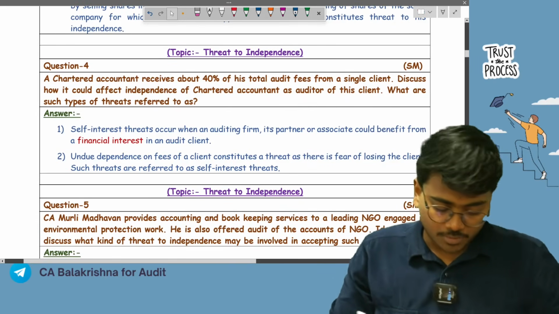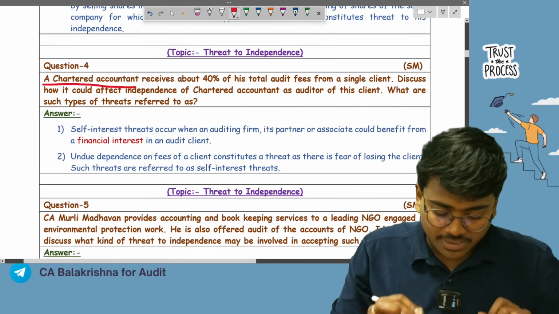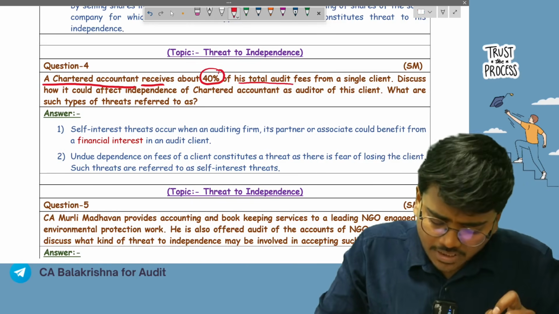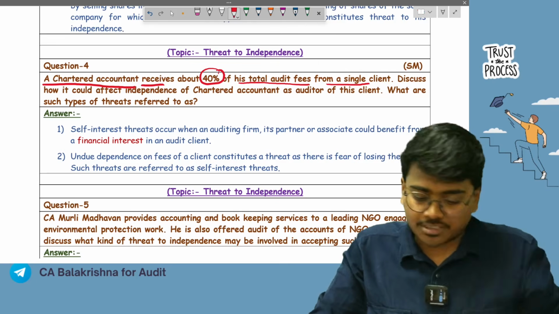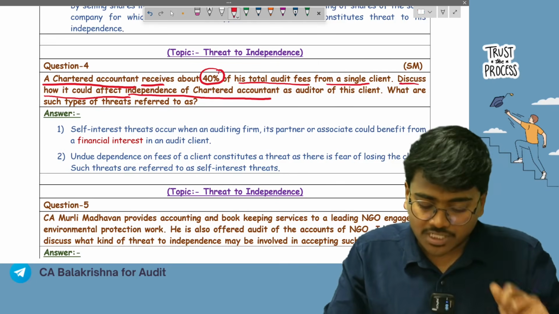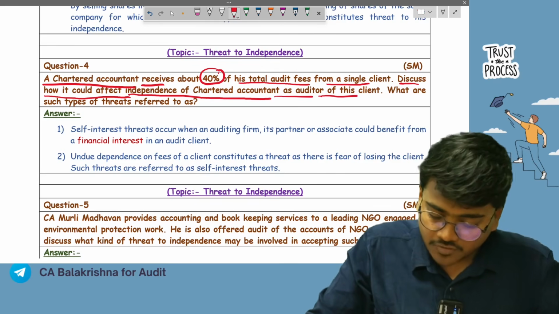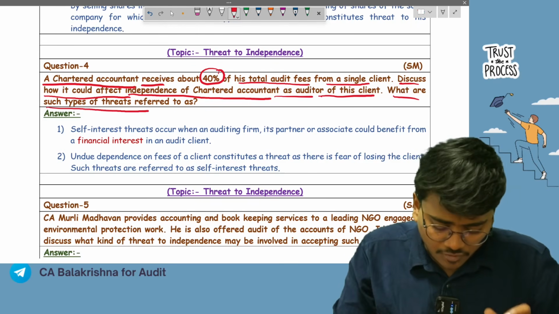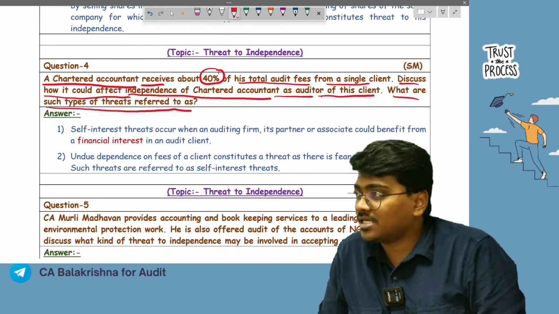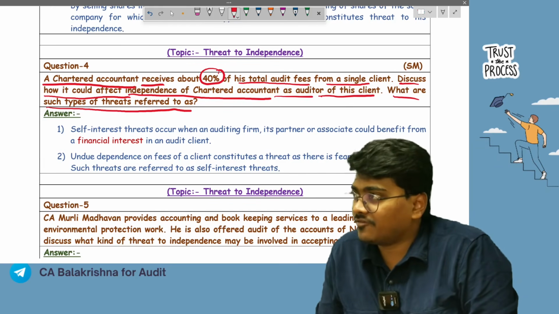Next, question number 4. A chartered accountant receives about 40% of his total fees from a single client. Discuss how it could affect independence of chartered accountant as auditor of his client. What are such types of threats referred to as? So again, here it creates self interest threat.